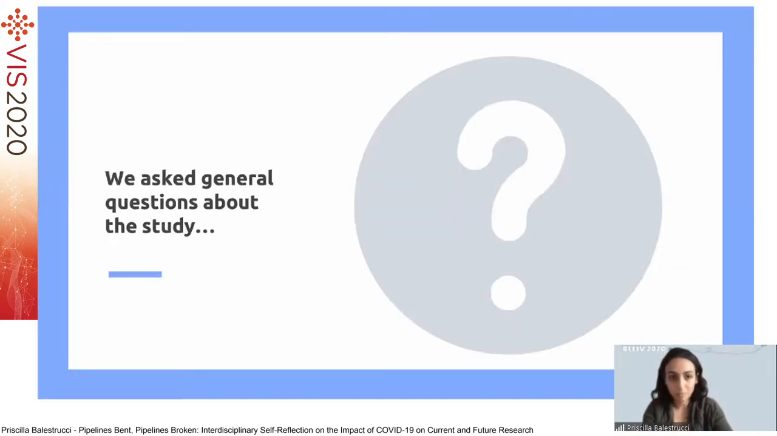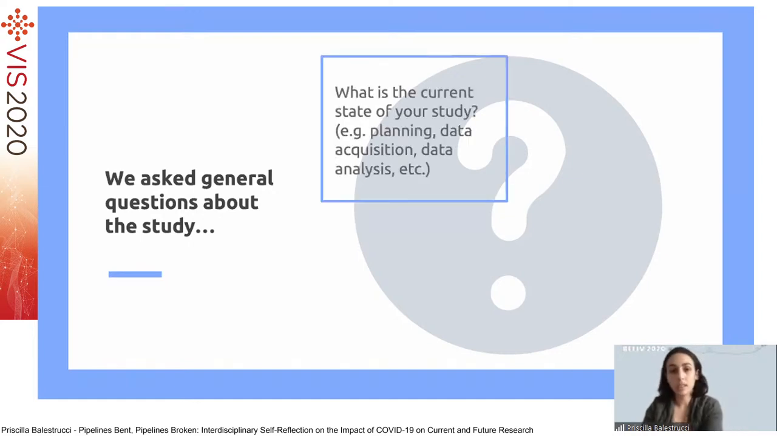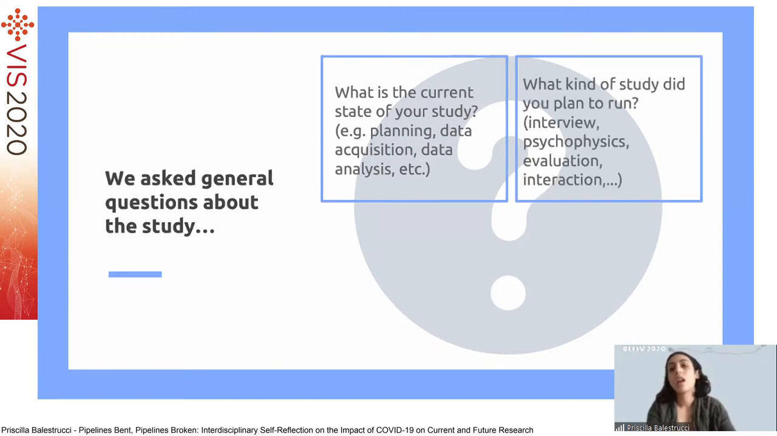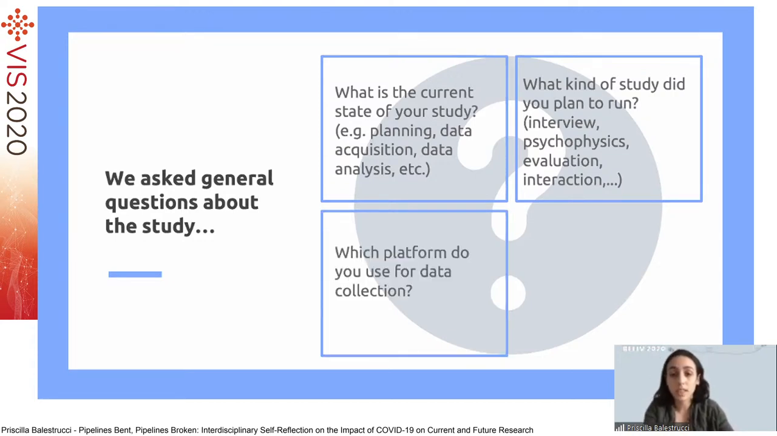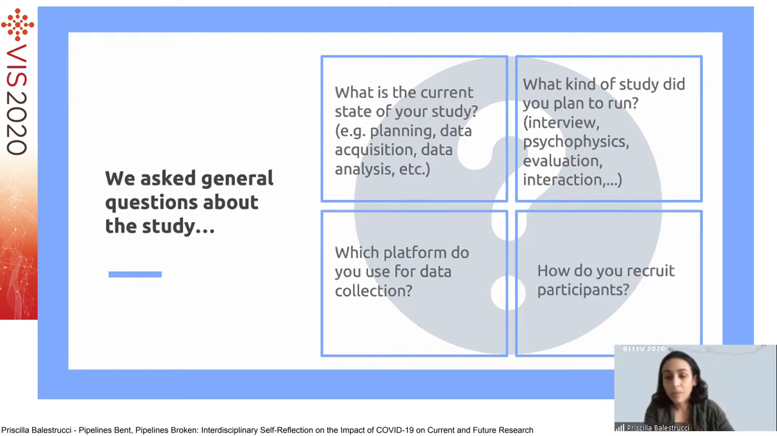Once we decided where these researchers were fitting into our categories, we asked some more general questions about their study. So for instance, we asked what the current state was, so in which stage of their pipeline they were finding themselves. Then we also asked what kind of study they were planning to run, if it was an interview or some psychophysics or evaluation or interaction study. We also asked some more technical aspects about their study, so for instance, which platform they were using for data collection and the way that they were recruiting participants.